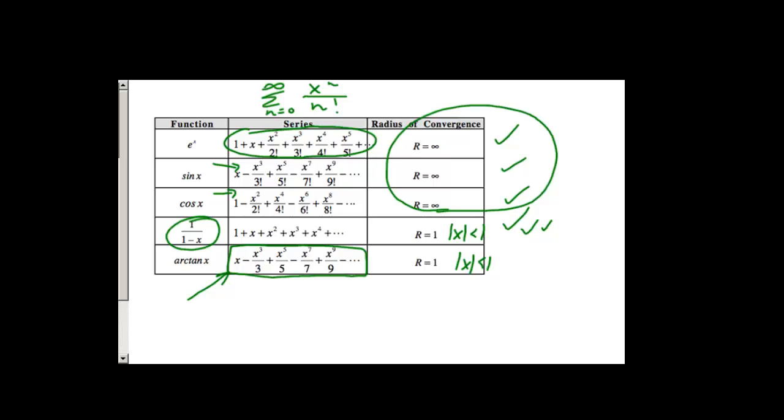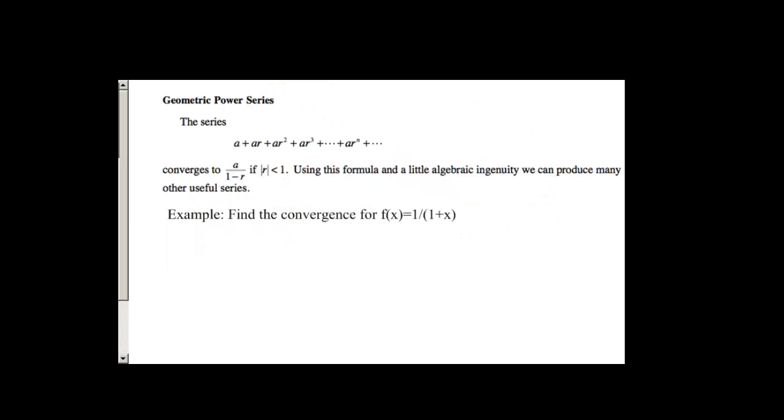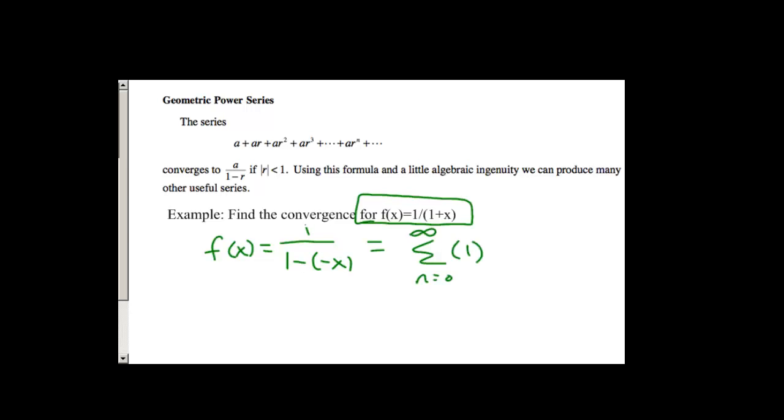Okay, so we can use these series to answer a lot of other questions. So for example, let's say that we wanted to find the convergence for this following function, f of x equals 1 over 1 plus x. What we notice is, well, we could rewrite that as 1 over 1 minus negative x. And then we recognize, oh, this is following the pattern of a geometric series where we have n equals 0 to infinity, a starting value of 1, and a multiplier of negative x.